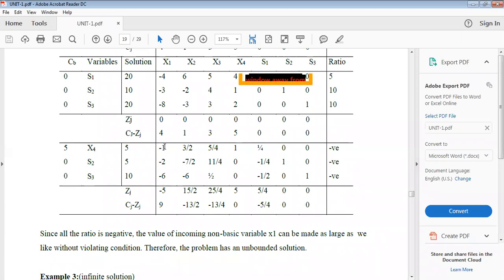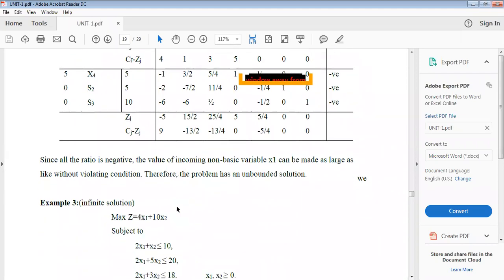So you cannot conclude a critical element at any point because of the negative ratios. Negative ratios or infinite ratios, whatever they may be, cannot be considered. Hence you cannot identify the key element. When you fail to identify the key element, automatically the solution is unbounded. You cannot find a solution for the particular problem.